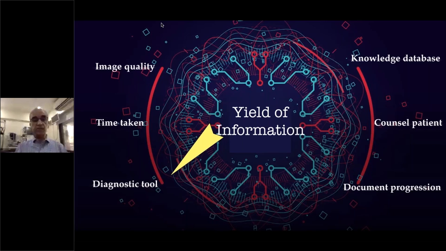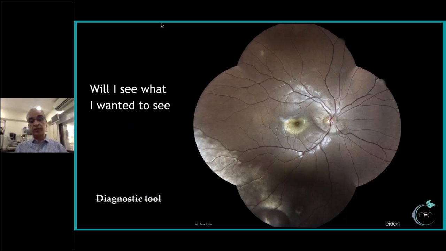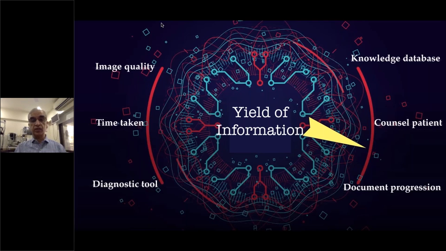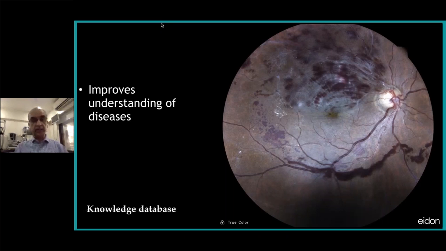And as a diagnostic tool, as I said, will I see what I wanted to see? This is a patient who came to us with a history of trauma. The fundus was looking normal, but when I took this photograph, we realized that he had commotio retinae and also a little hemorrhage inferiorly. So without doing anything, you can see the patient and then talk to the patient. You get a lot of knowledge along with this. Sometimes you see images where you start thinking, this is something you want to share with all your colleagues, and so this is the knowledge that you get.